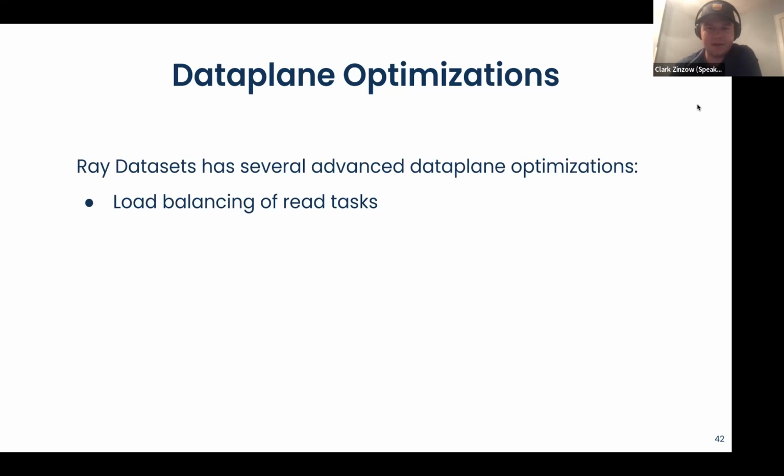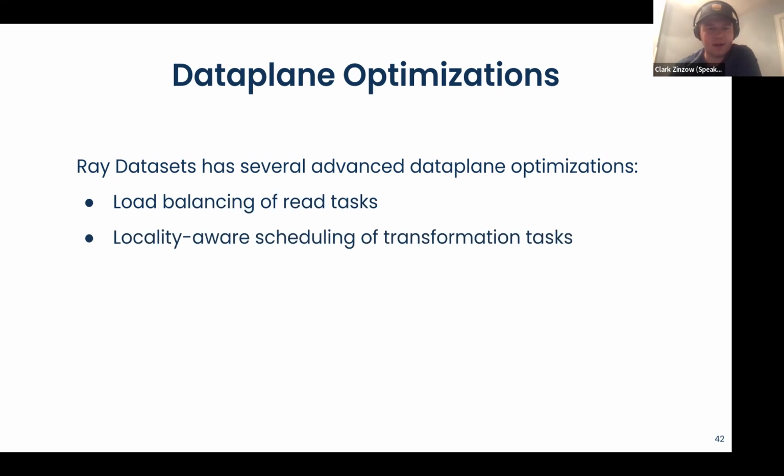Ray Datasets has a few advanced data plane optimizations. Load balancing read tasks: we try to spread those read tasks across the cluster by default, and this prevents common issues like out of memory errors. We also have locality-aware scheduling of transformation tasks, where we try to schedule those mapper tasks onto the same node where the input data already lives. This is a common paradigm called moving compute to the data. By moving that compute to the data, we don't have to transfer that data to another node in order to execute the transformation task. So again, it's just a quick little in-memory reference.